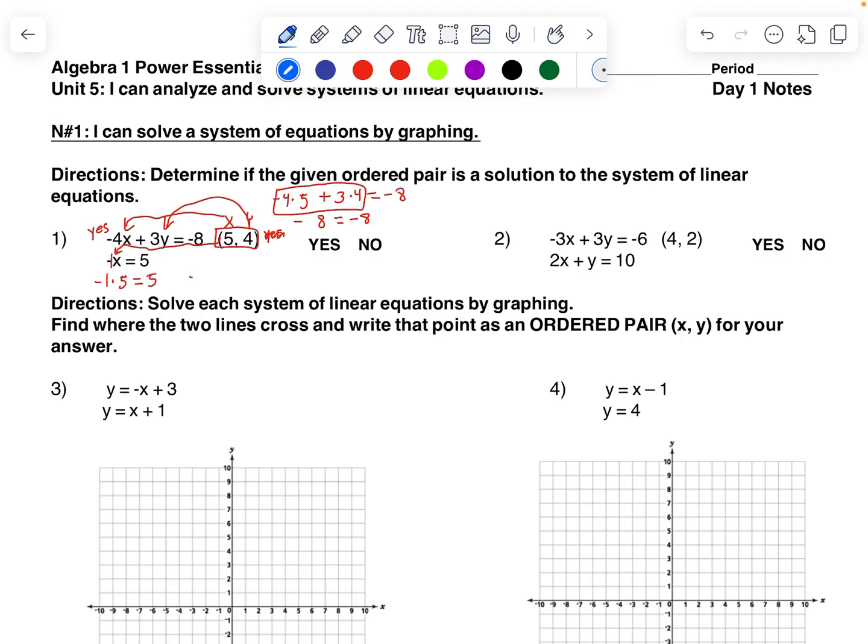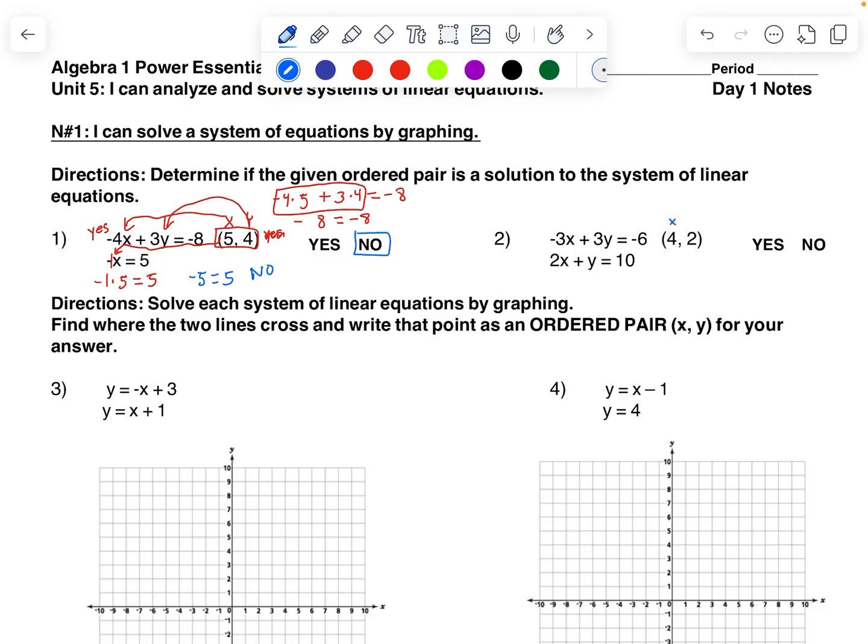Well, negative 1 times 5 is negative 5. Does negative 5 equal 5? The answer is no. So because plugging 5, 4 into both equations did not work for one of them, it means it is not a solution. It would have had to work for both equations for it to be a solution to that system.